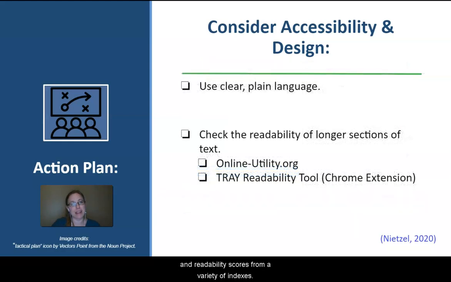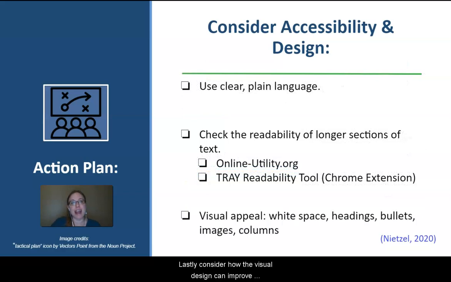a variety of indexes. Lastly, consider how the visual design can improve accessibility. Using a lot of white space, clear headings, bullets, selected images that don't crowd the page, and columns can make your newsletter easier to read.